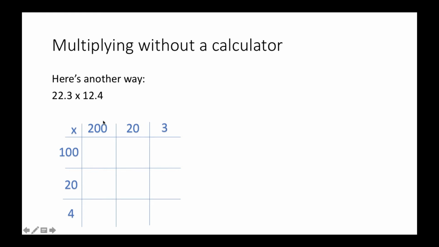So, same method then, 100 times 200, again, 1 times 2 is 2, but I've got 4 zeros here, so it's going to be 20,000. This is why it's probably tricky to add all these together at the end, because they're quite big numbers now.